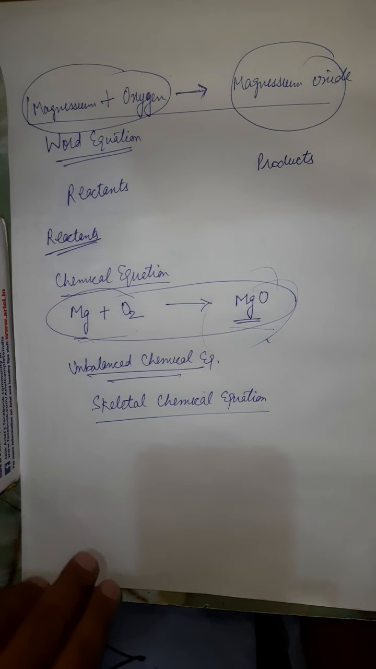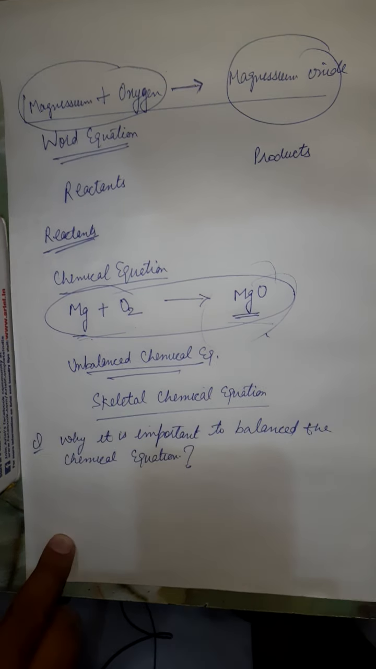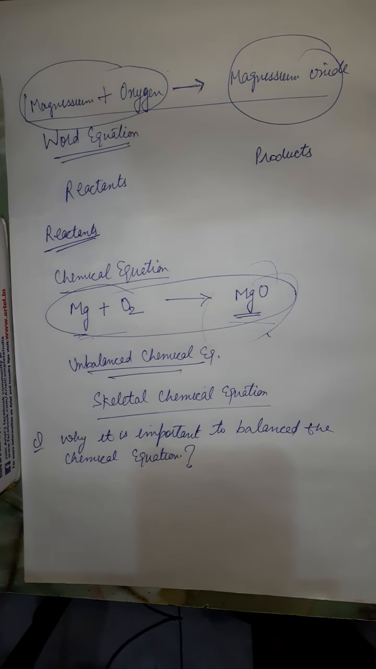Now, a very important question: why is it important to balance the chemical equation? This question is very important. For this, my dear students, in the ninth class we did the law of conservation of mass, which explains that mass can neither be created nor destroyed in a chemical reaction.